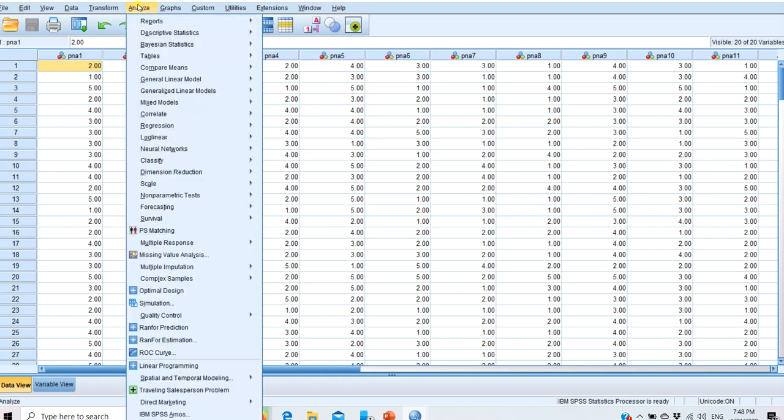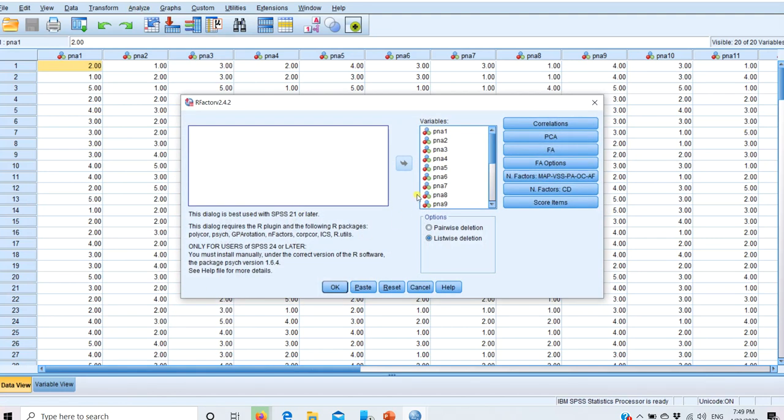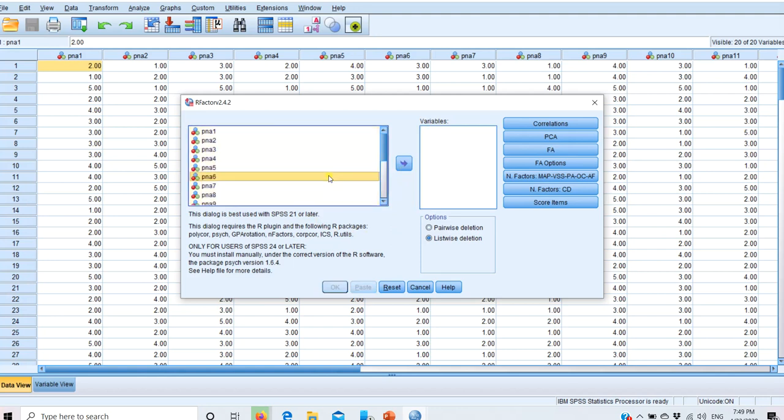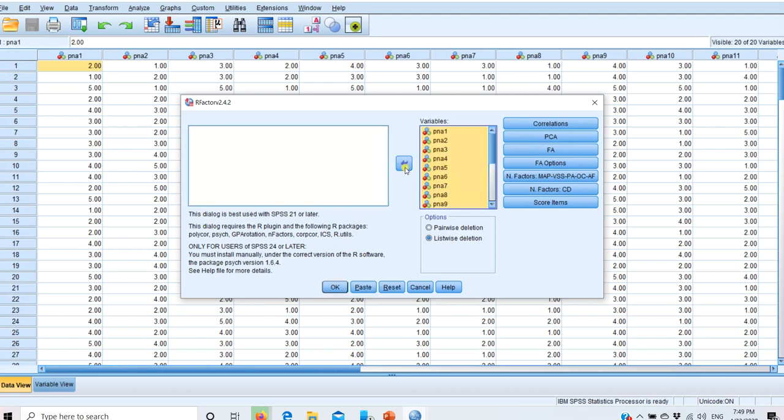So I have already installed the R menu. You will go to dimension reduction and then R factor version 2.4.2, that is with me. I have already transferred this, but for you it will be on this side. I am resetting it, and then you select all, either by Control A or by shift and arrow key, and then transfer all these variables to be analyzed. These are the 20 items, PNA 20.